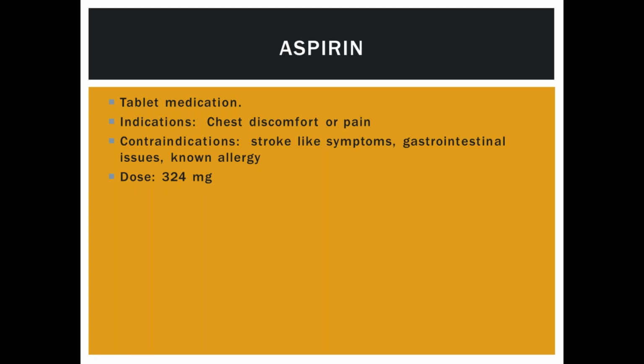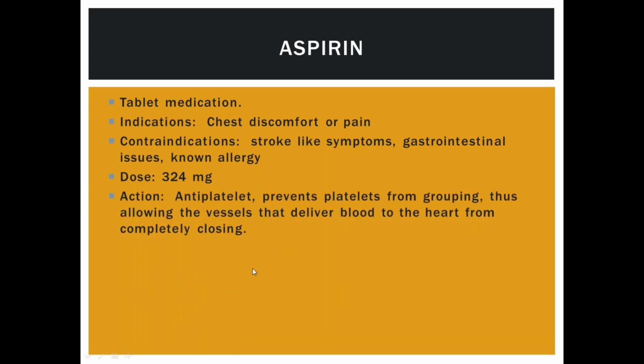Our dose for our aspirin is going to be 324 milligrams. So one tablet of our aspirin is going to be 81 milligrams. So when we administer this medication, it will be 4 81 milligram tablets, making up that 324 milligrams.